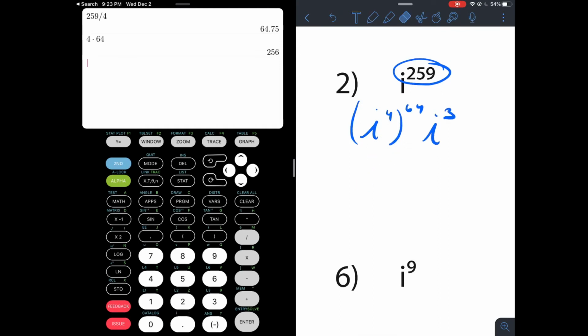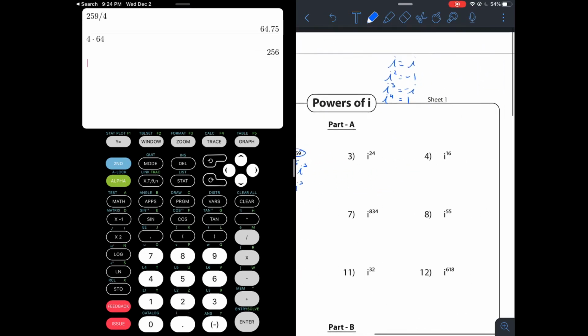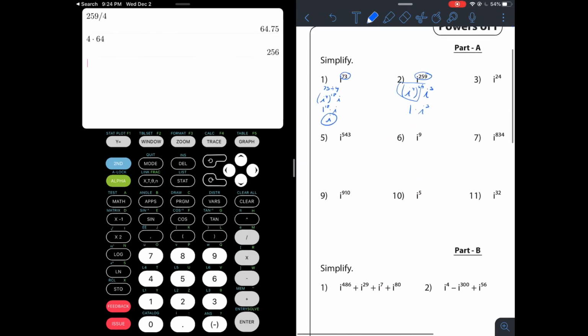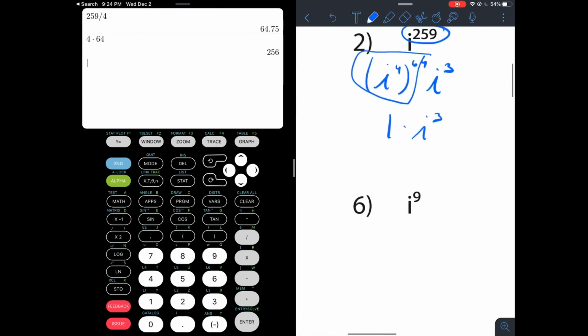It's kind of like those remainders. Remember we were doing remainders? That's exactly like what this is. We're just calculating how many times 4 goes in there, and then how many do we have left over. So this ends up going to just 1. And we know what i to the 3rd is, right? i to the 3rd is equal, if we look back here, to -i. So the answer for this guy is just -i.